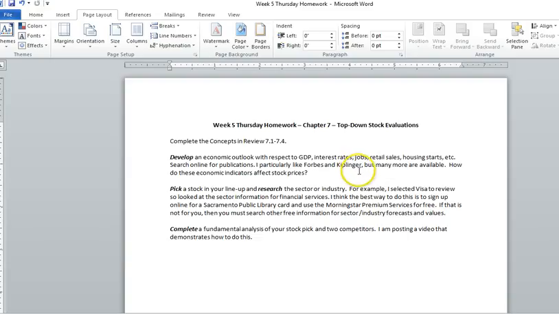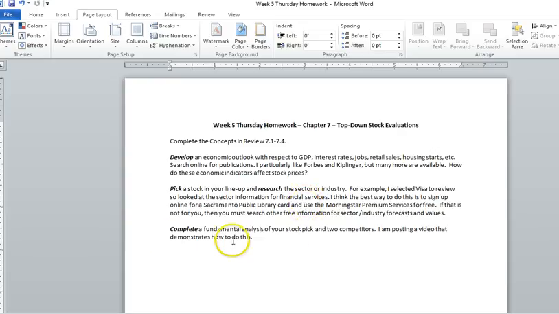Okay, so once we get that overview, we're going to now pick a stock in your lineup that I asked you to pick up for homework last week, and you're going to research the sector that that stock belongs to. So, for example, I'm going to show you one that I did. I picked Visa, and the sector it belongs in is financial services. So we're going to want to look at that and see how the sector is expected to perform over time. And is Visa a good choice, or is Visa and perhaps another competitor of Visa a good choice? So I'm going to show you the information that I use to flesh that out.